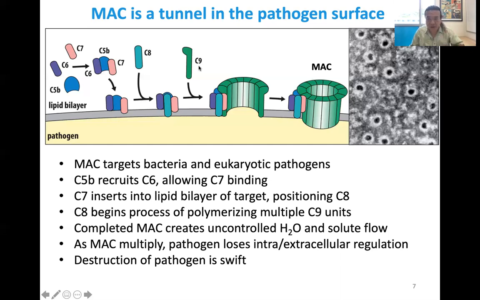Okay? Not just one molecule of C9, but a whole bunch of C9 that ends up being assembled into a ring. A ring that ultimately forms the MAC because it penetrates through the lipid bilayer. This on the right is an actual electron micrograph of these membrane attack complexes that were formed on the surface of a bacteria. So it basically turns it into Swiss cheese. Right? Once this happens, the bacteria just lyses, because all the water gets completely unregulated, and it most likely is going to just fill up with water and burst. And so the destruction of the pathogen is very swift.